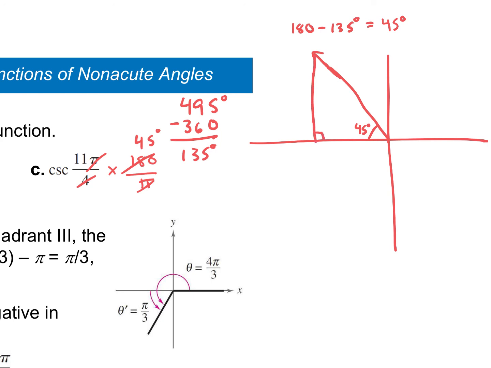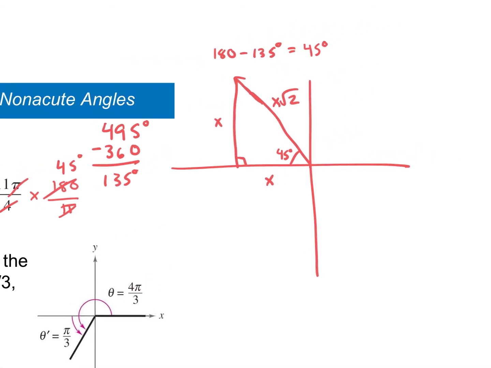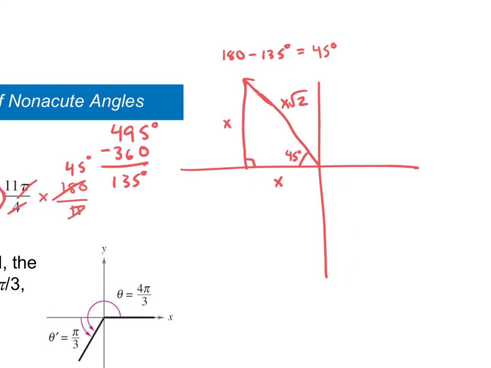So across from 45 is what? X. Across from the other 45 is going to be x, and our hypotenuse is x square root 2. So this tells me I need to find the cosecant. So cosecant's what over what? Hypotenuse over opposite. So what's our hypotenuse? X square root 2. X square root 2 over x. So the x's cancel, so this is just square root 2.